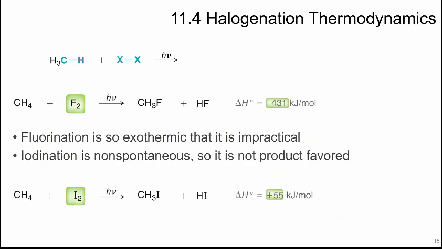If we look at halogen thermodynamics, we have CH3 with a halogen. That forms CH3 halogen plus HX. If we do this reaction with methane and fluorine, or with light, we get CH3F plus HF. Chlorination is very exothermic and is impractical. Iodination is non-spontaneous, and this is not product favored. So if you look at the energy here, it is plus 55 kilojoules per mole. So neither of these are very good reactions to do. Chlorination is not very easy to control, and iodine is just unfavorable.